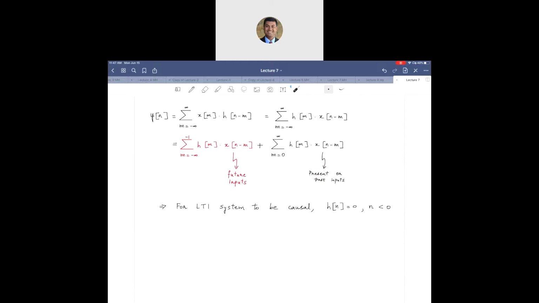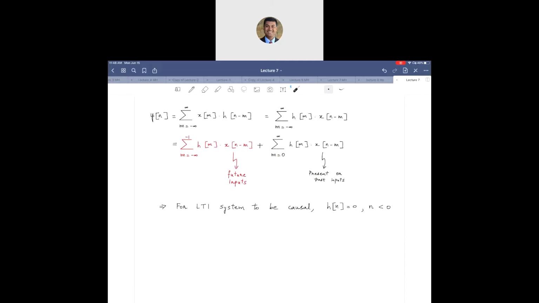We can tie up these two relationships, between causality in the output-input relationship and its impulse response, by using the convolution sum again. y of n can be expressed as a convolution sum, m equals negative infinity to infinity, x of m, h of n minus m. It can also be written, by using the commutative property of convolution, as the summation m equals negative infinity to infinity, h of m, x of n minus m. Break it up into two pieces here. We don't need three pieces.